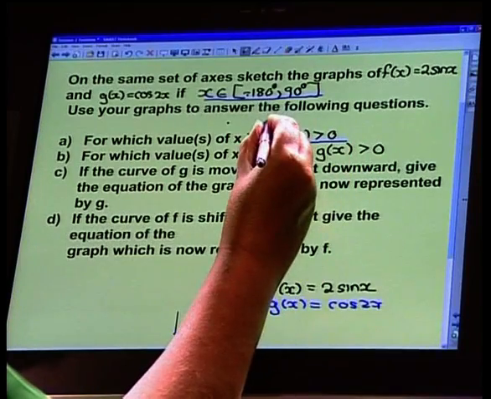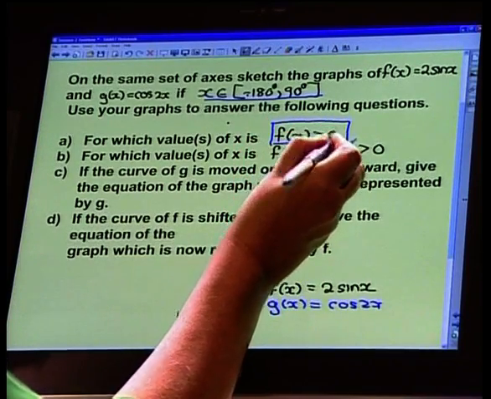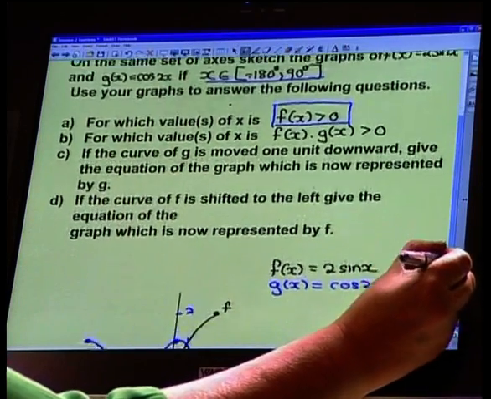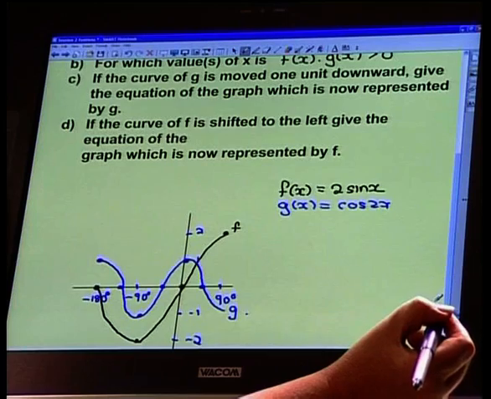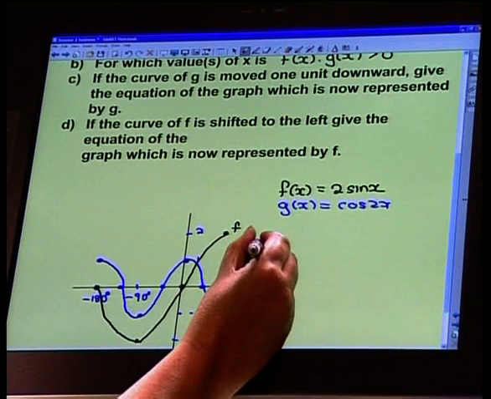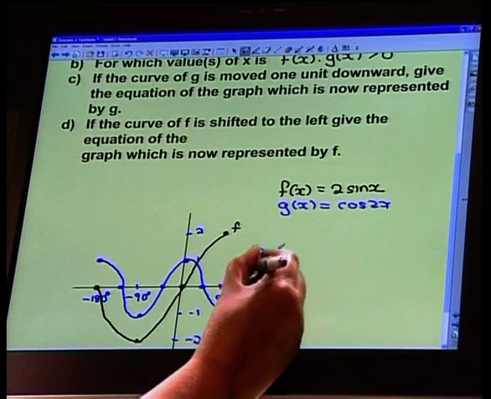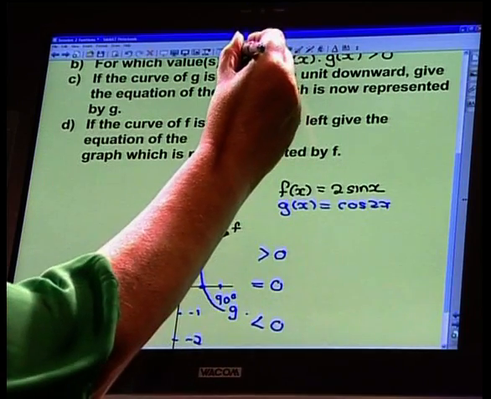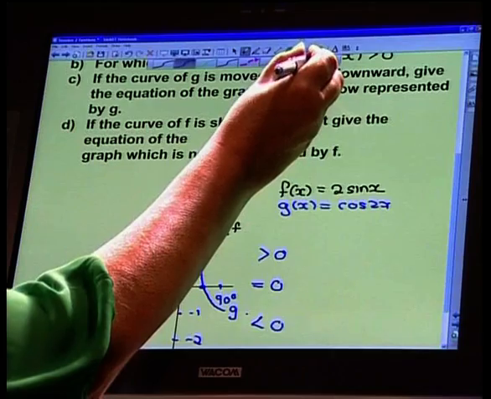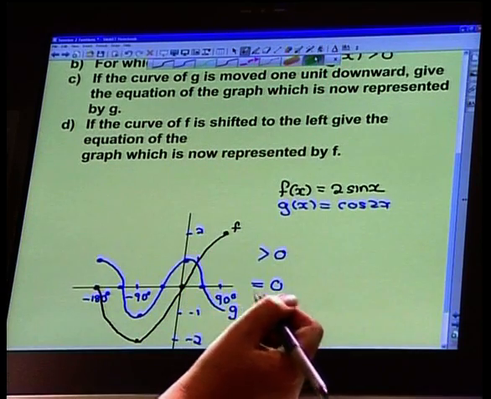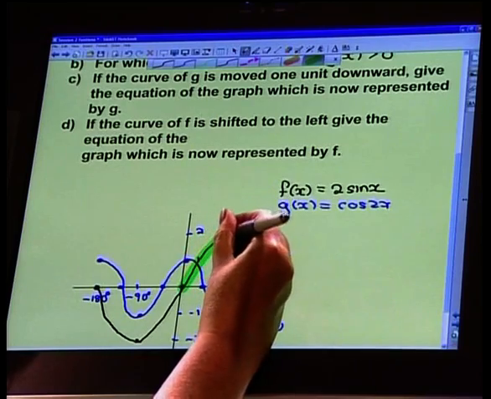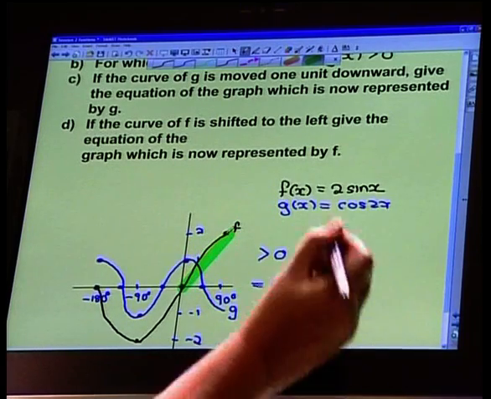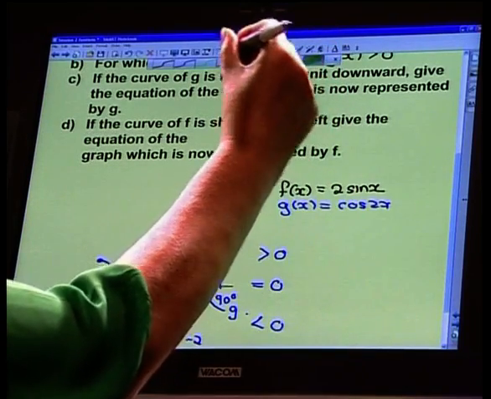Right, now the first question says, for what values of x is f(x) greater than 0? Now f(x) was the black graph. Now in terms of our axis, we know that greater than 0 is here, equal to 0 is there, and less than 0 is there. So if I want to know when is f(x) greater than 0, then I'm talking about this portion here. Okay, so I want that section of the graph.